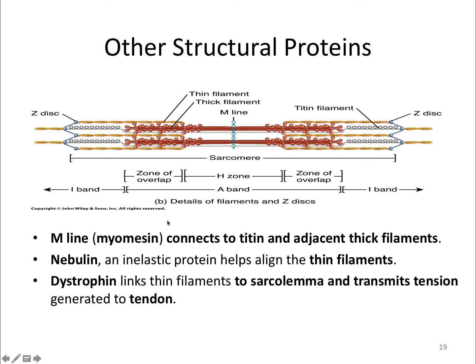So, other structural proteins: myosin connects titin to adjacent thick filaments, nebulin helps to align thin filaments, and dystrophin links the filaments to the sarcolemma. It also transmits tension generated to the tendon, which of course is where the muscle attaches to whatever bone it's attached to.